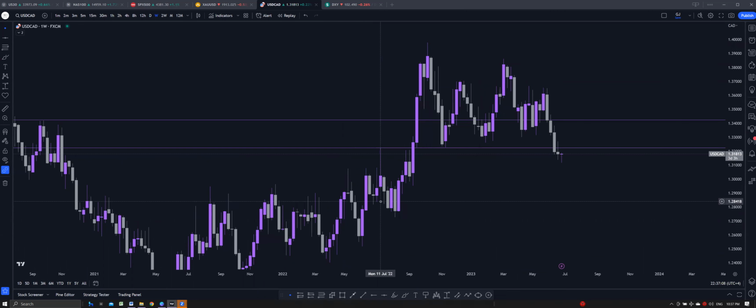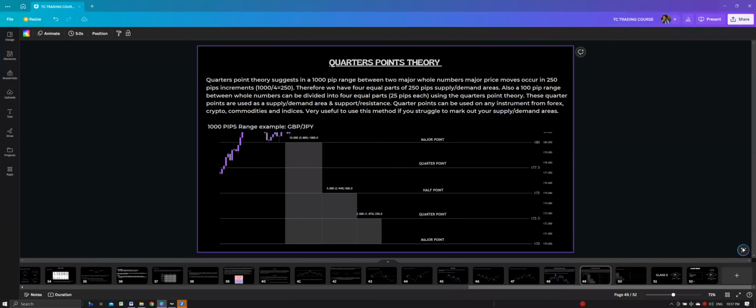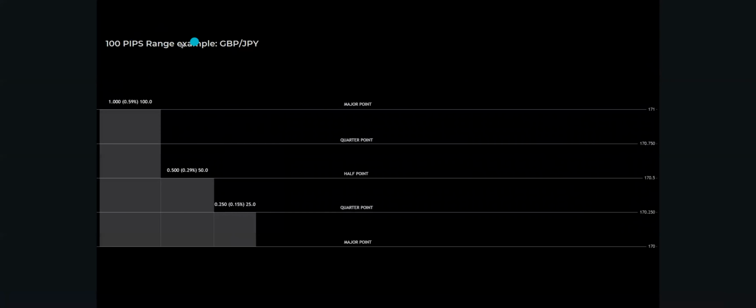And that would be the best case scenario when you're marking off your support and resistance on the high time frames, or even your low time frames. Yeah. So for now, I think we are done. Let's look at if you have anything left. So yeah, I have given you another example with a 100 pip range on British pound Japanese yen, right? Just an example.